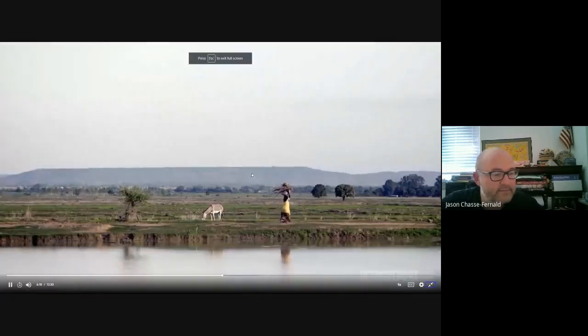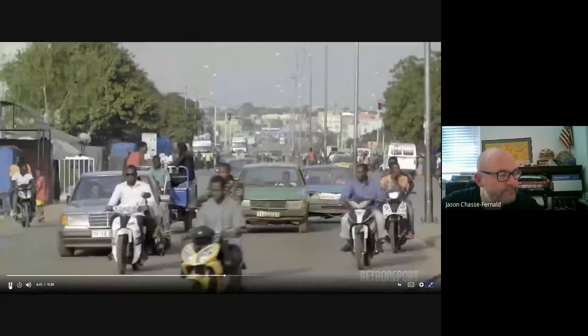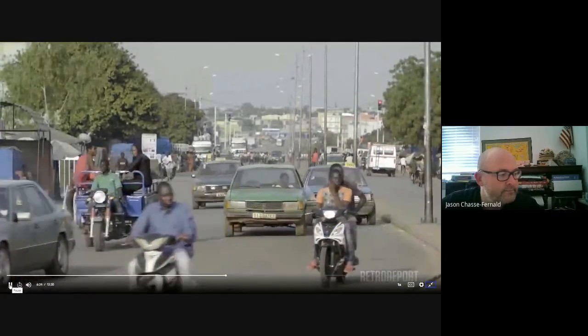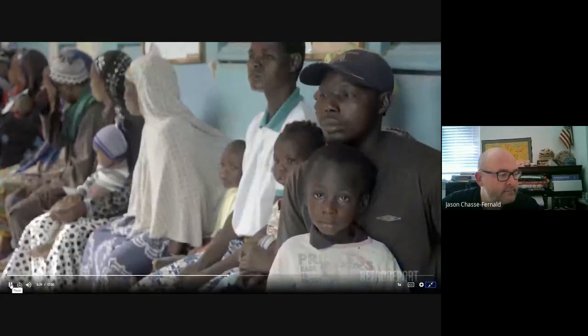Burkina Faso tells a different story. Even though DDT was never banned in the fight against insect-borne disease here, the tiny country has become an epicenter of the world's malaria epidemic.